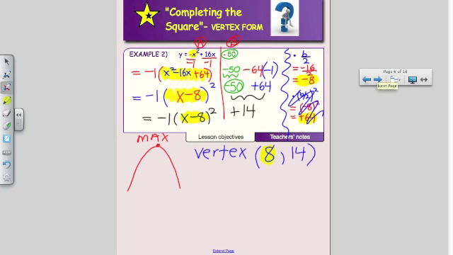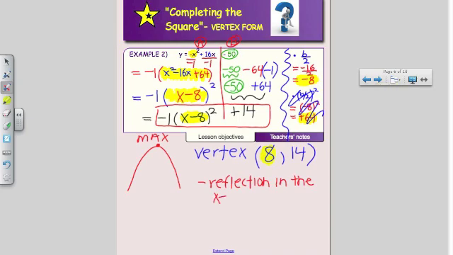Also, from this vertex form of the equation, I know that there's been a reflection in the x-axis, and that's one transformation. And there's also been a horizontal shift to the right by 8 and a vertical shift up by 14.